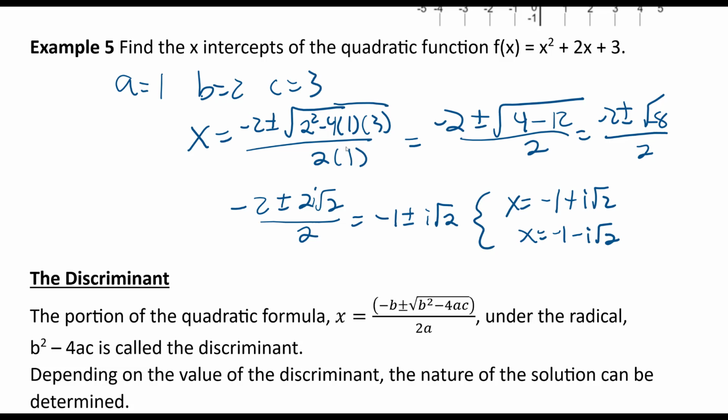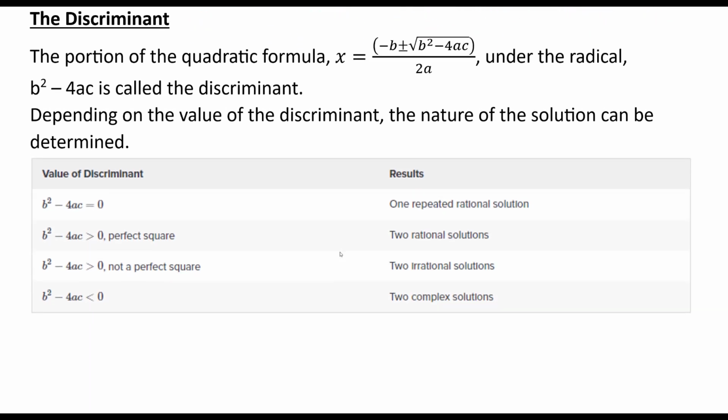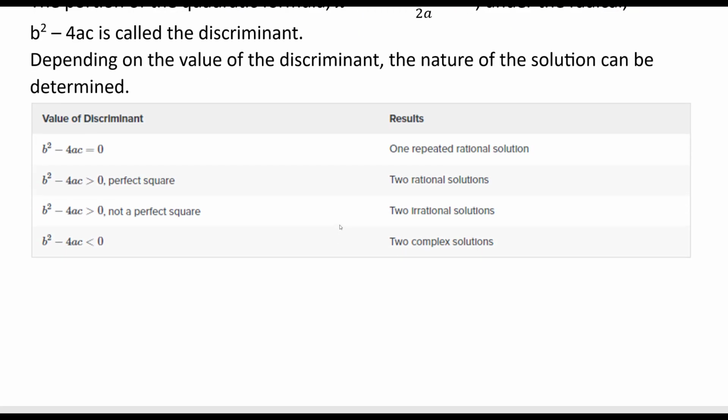Like in this last one, the part under the radical was negative, it was -8, and we had two complex solutions, because we'd have a real part and an imaginary part, which makes a complex number. I mean, really any number can be called complex, but here I mean a non-real and non-solely imaginary complex number.